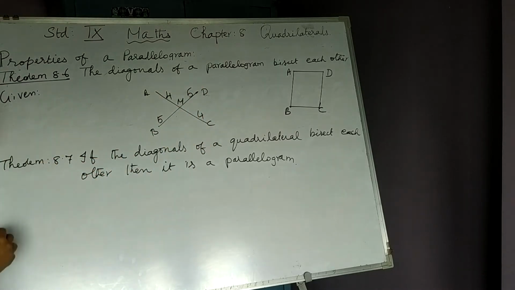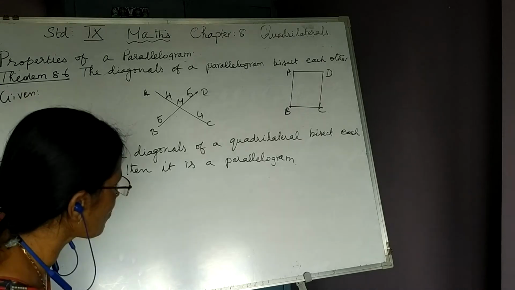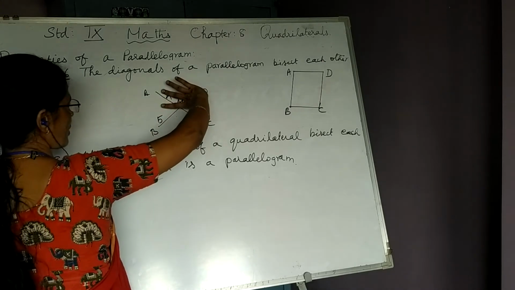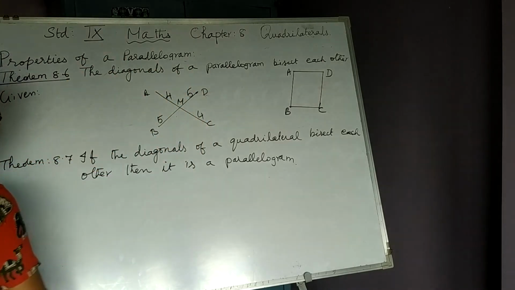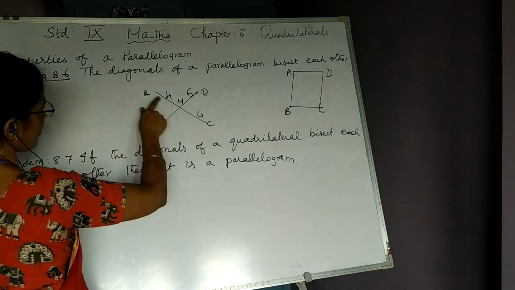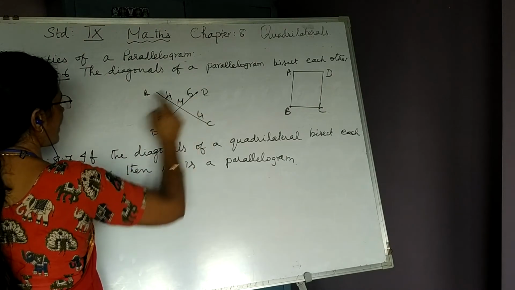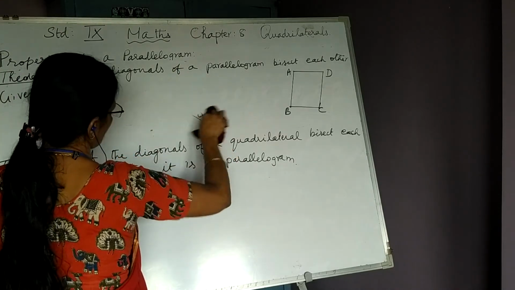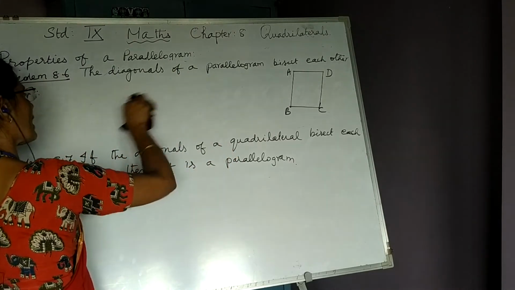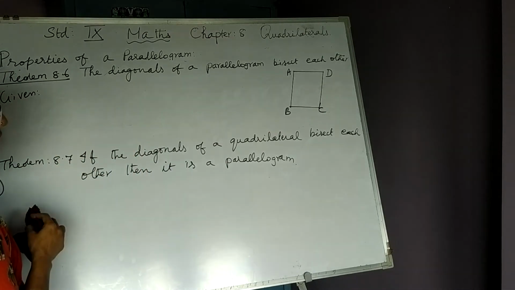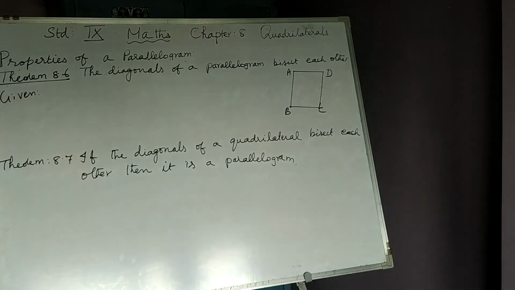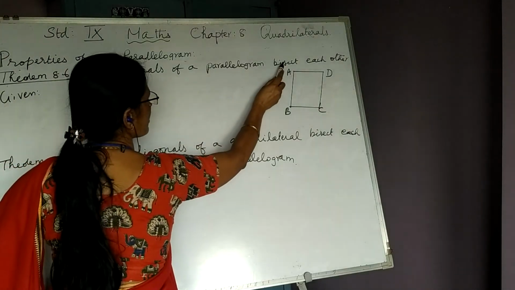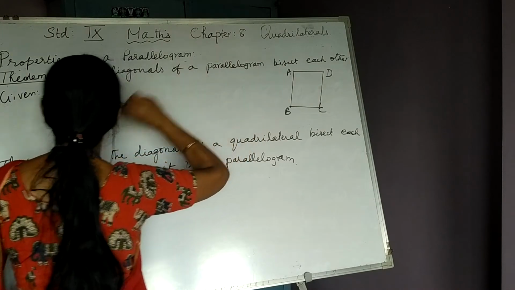So bisection means what? Division into two equal parts. AC is divided into two equal parts. BD is also divided into two equal parts. Therefore, we say here AC and BD bisect each other. Intersection is different, bisection is different. Intersection is only the meeting point and the parts cannot be equal. Whereas bisection means what? It is the midpoint, it divides the line segment into two equal parts. So, you understood the term bisect, I suppose.